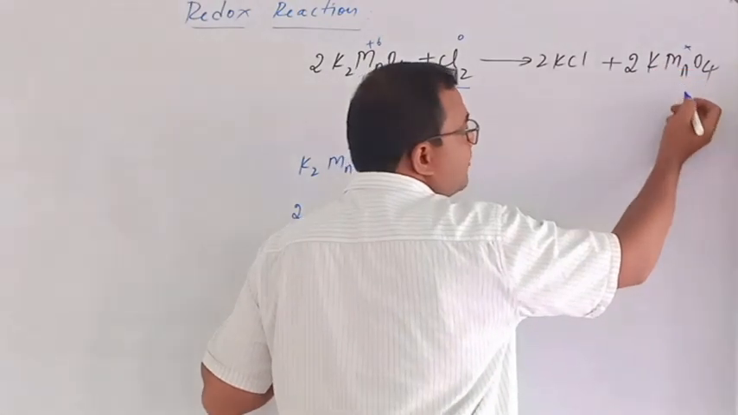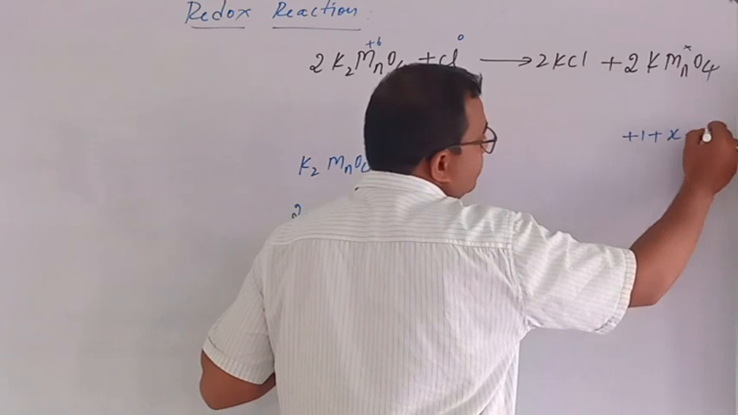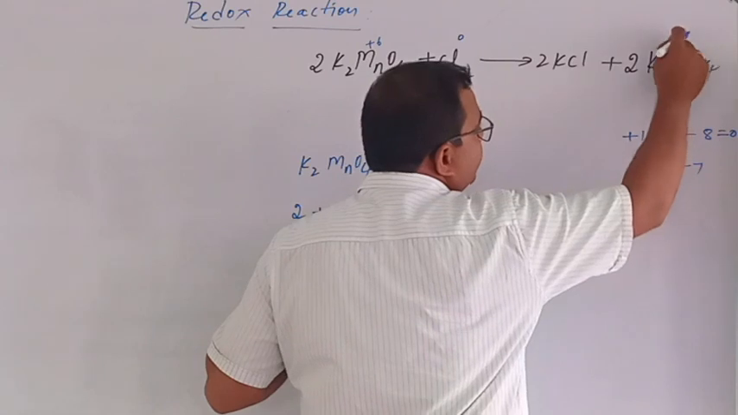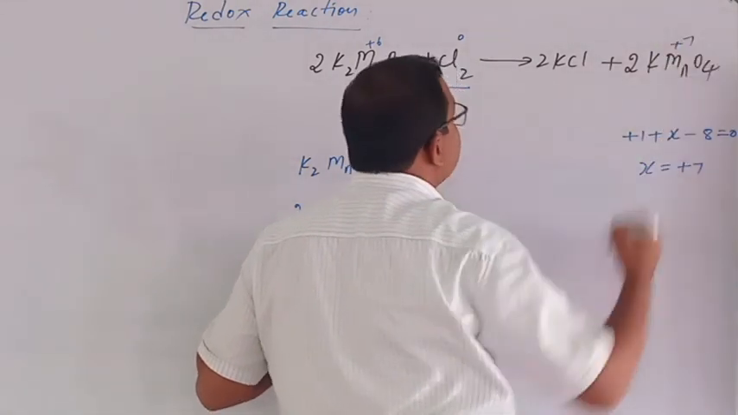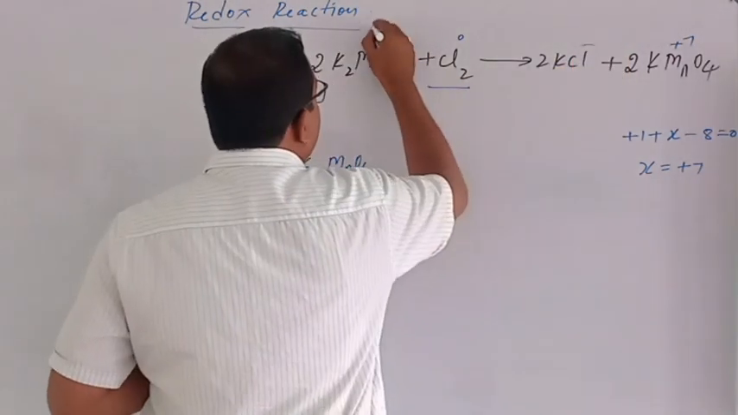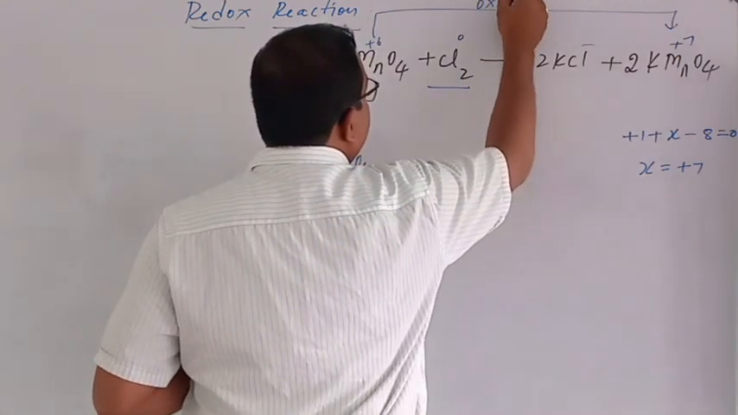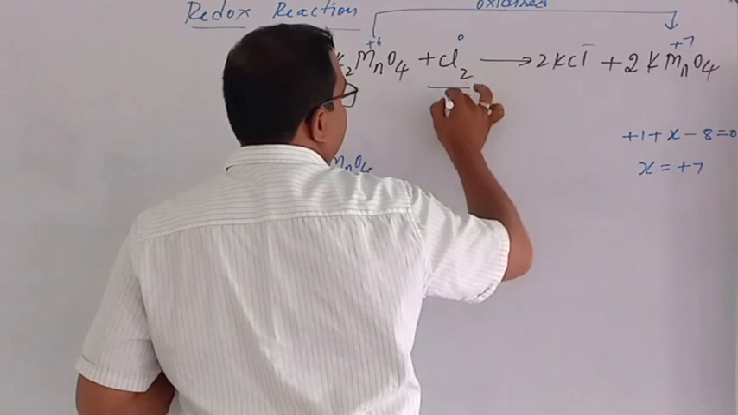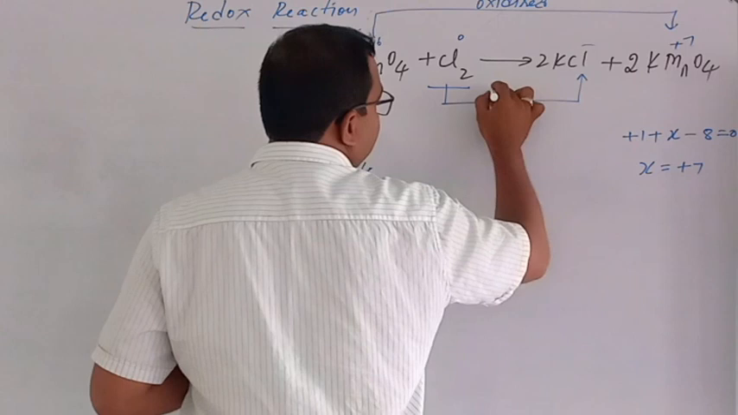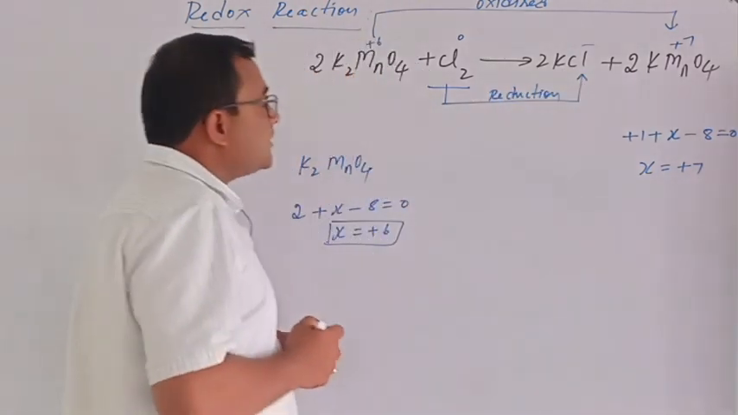Then what is the charge of KMnO4? Plus 1 plus x minus 8 is equal to 0. x is equal to plus 7. So this is plus 7. Now what exactly is it asking? This is 0, this is minus 1. From here to here, it gets oxidized, or oxidation reaction. 0 to minus is reduction.